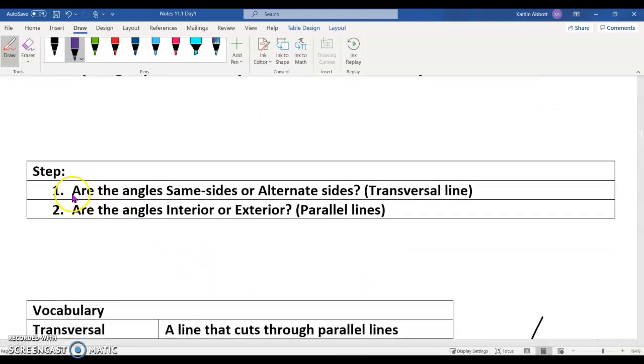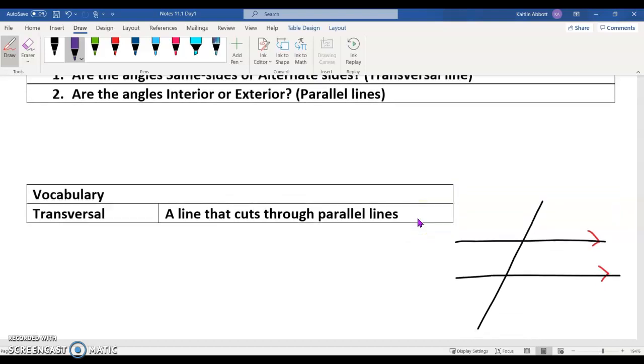So here are our steps. We're going to ask ourselves some questions. So our steps are questions. Are the angles the same side, or are they alternate sides? And we're referring to the transversal line. And then are the angles interior or exterior? And we're talking about the parallel lines, and I'll show you what that means in a minute.